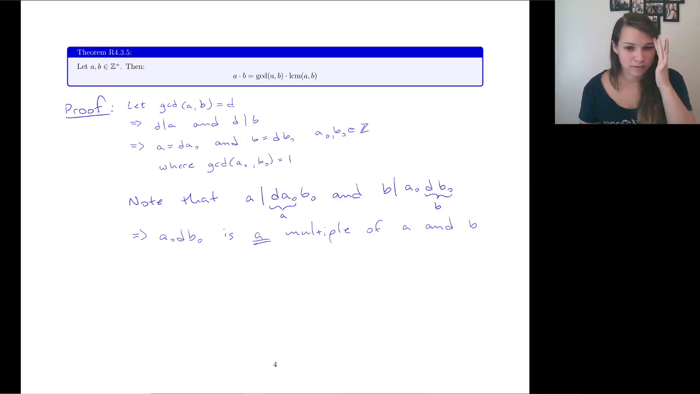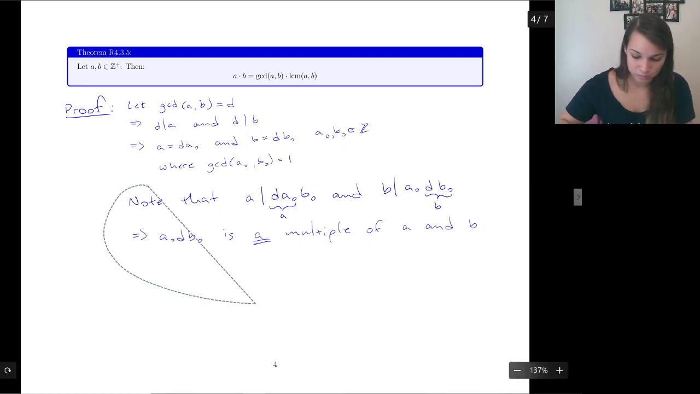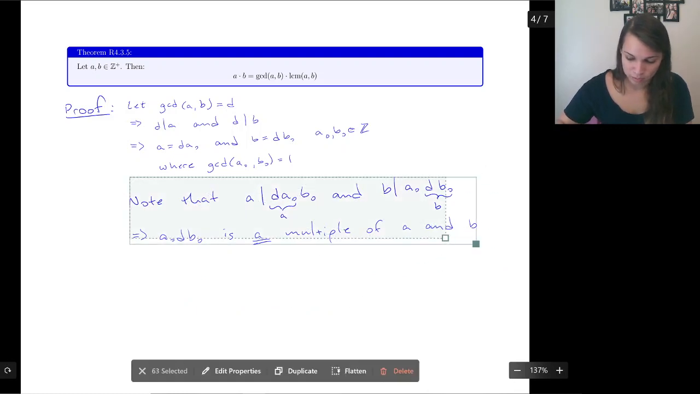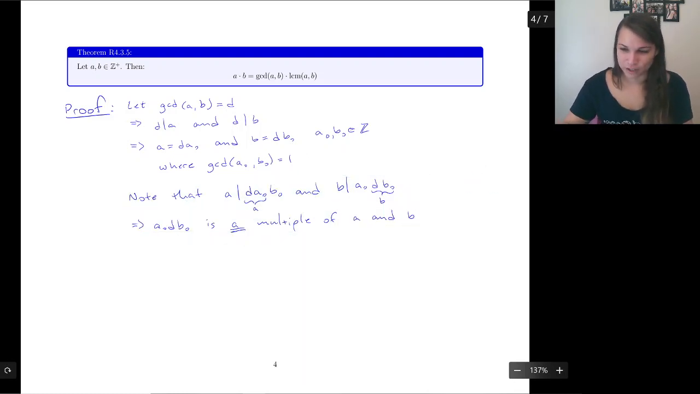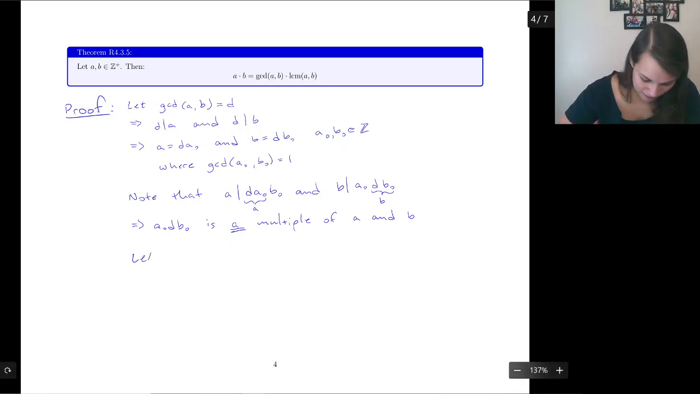So how do we prove that this is the least common multiple? Well, we start with another multiple, and we show that it's going to have to be bigger. So we'll say let M also be a multiple of A and B.